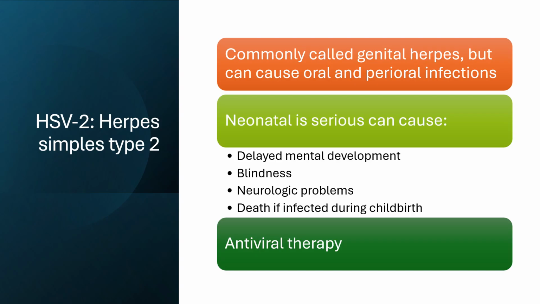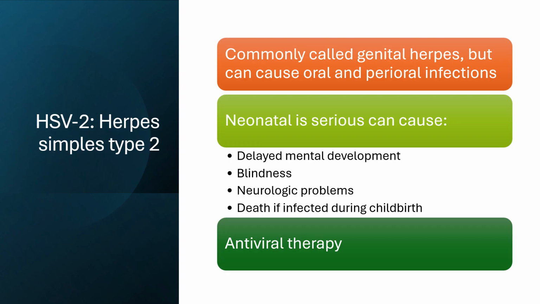For herpes simplex type 2, this isn't something we see a whole lot of. This is commonly known as genital herpes. It can cause perioral infections as well. Perioral meaning around the mouth, outside of the mouth, above and below the lips, maybe even a little bit on the cheeks. Not something that we see a whole lot, but it can happen.